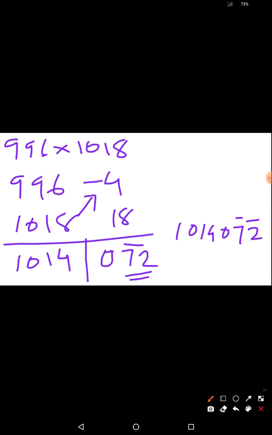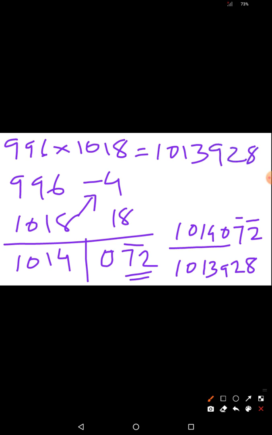Okay. So now what you have to do? We have to remove the bar. How will you remove the bar? The last digit you have to subtract from 10. 10 minus 2, 8. 9 minus 7, 2. So then what you have to do? The remaining number 10140, that number minus 1. 10140 minus 1. So what you will get? 10139. Okay, so 996 into 1018, the answer is 1013928. So this is simple, right?